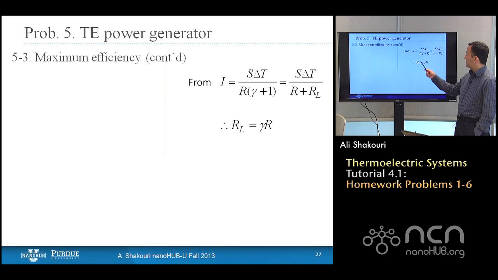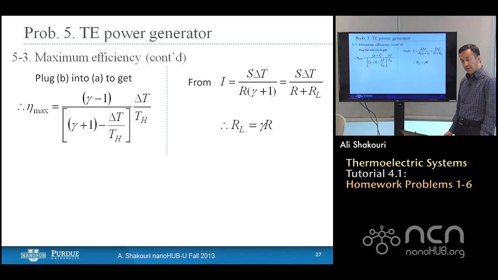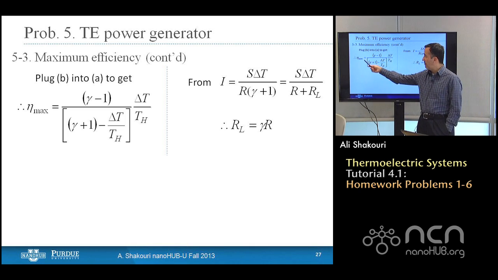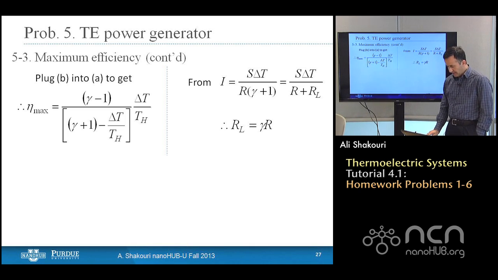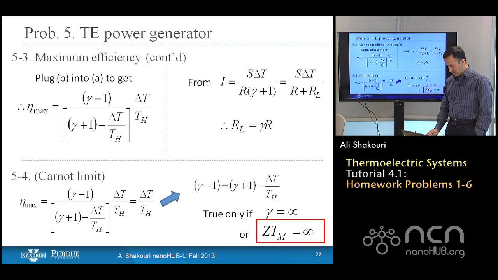So now that we have the expression for I, the optimum load for maximum power is gamma times R, not R anymore. 1 times the square root of ZT comes in. Here is the expression for gamma max. And this gamma max is an important factor.